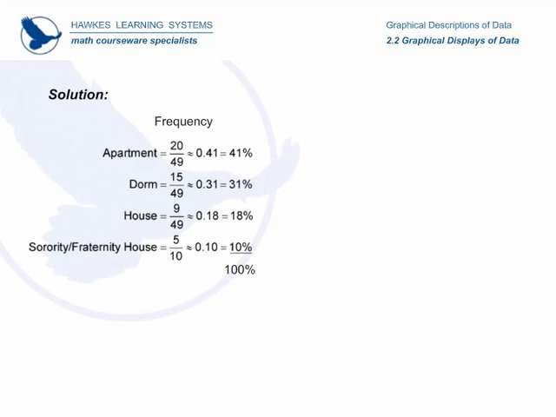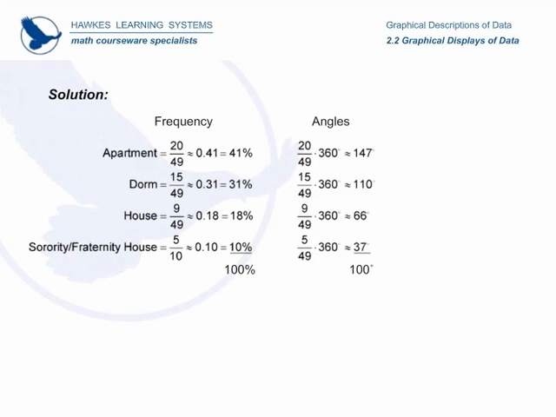Next, we have 9 students in the house divided by the total number of students in all of the housing, and that would give us 18%. Next, we have the sorority and fraternity house, which had 5 students divided by the total number of students in all of the housing, which is 49, and that would give us a 10% frequency.